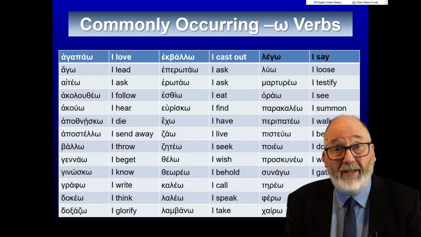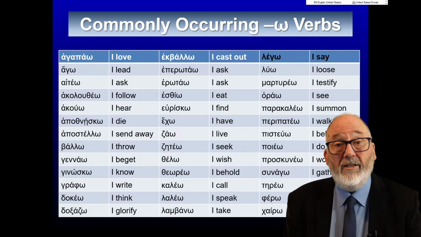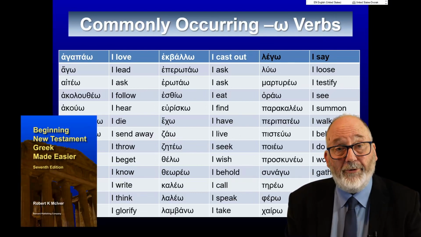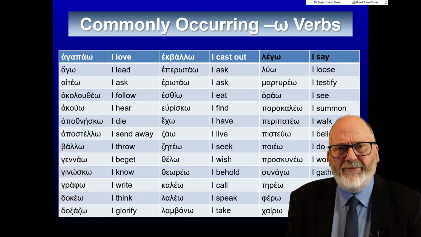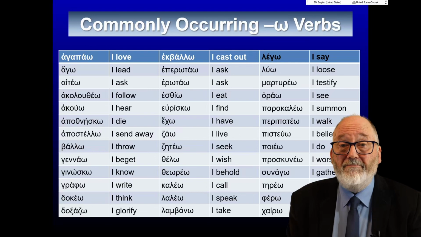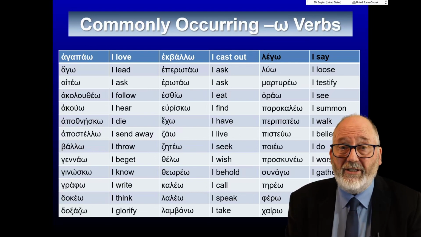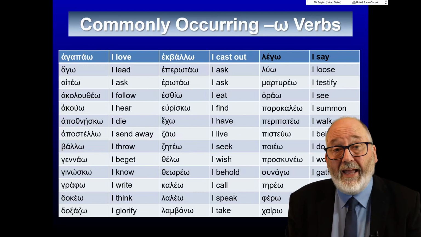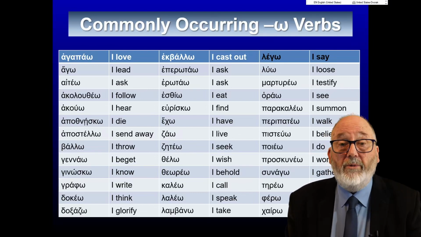They just happen to be verbs that are found in the vocabularies of chapters 1 through 14 of my textbook, Beginning New Testament Greek Made Easier. But really, they are verbs that occur frequently in the New Testament. They all occur more than 50 times except for luo, and most of them occur many more times than just 50 times in the New Testament. So they're the frequently occurring ones. And I've listed them here with their closest English equivalent verb.